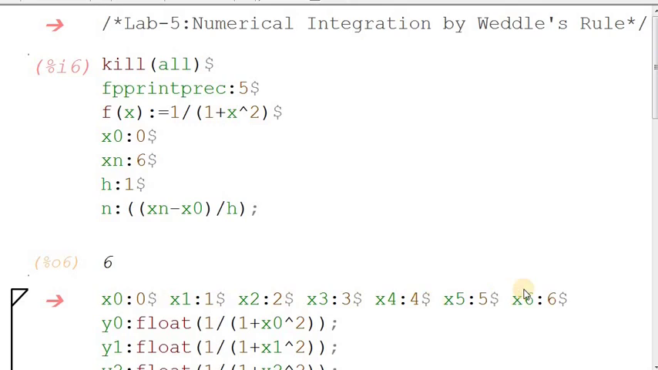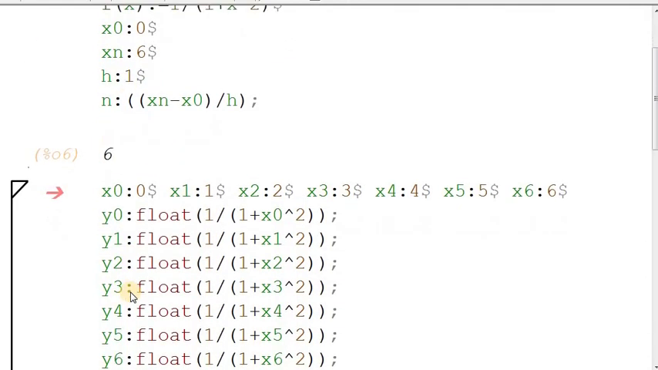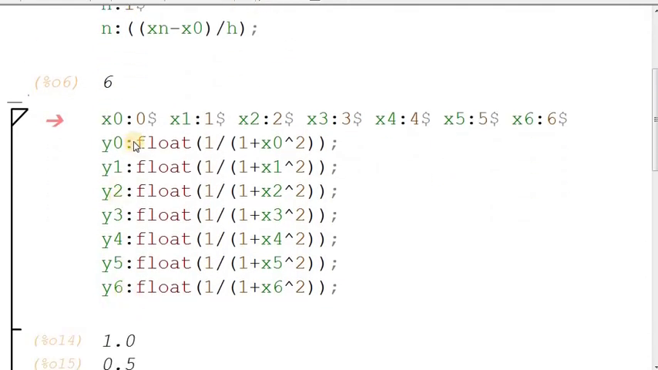So up to x6 I have taken, because there are 6 intervals, we can make it with h equals 1. Now I will calculate the function value at x0. This is the function value at x0. Float is given to calculate the function values in decimal places, right? Otherwise it will give fraction values, right?